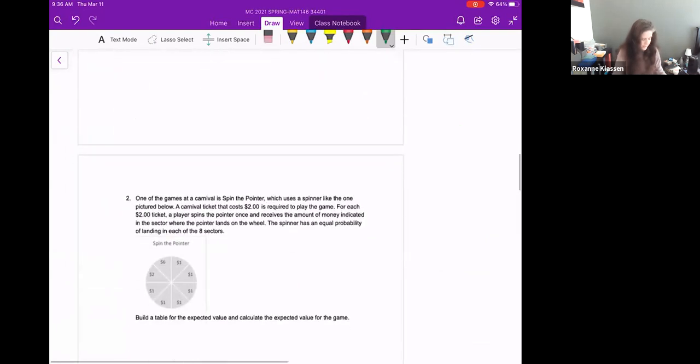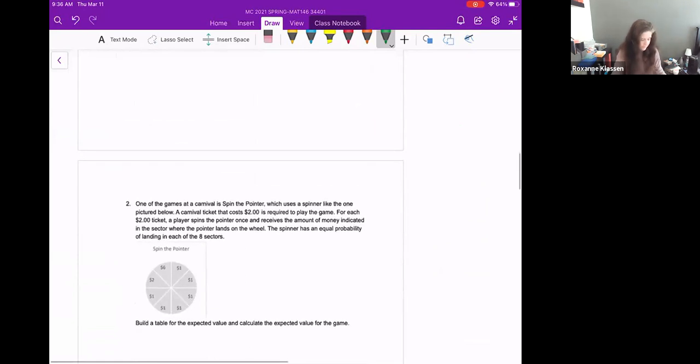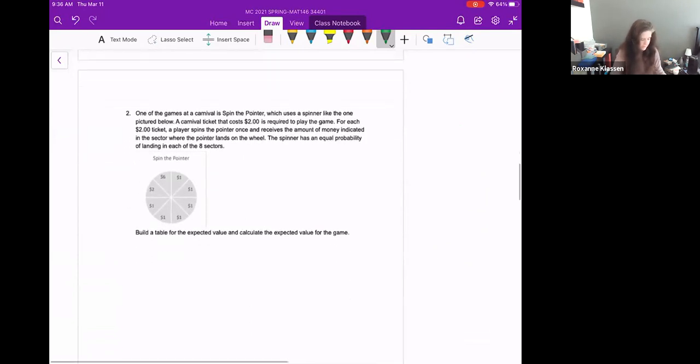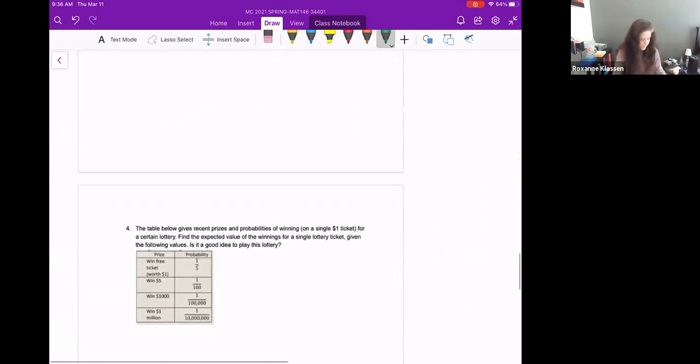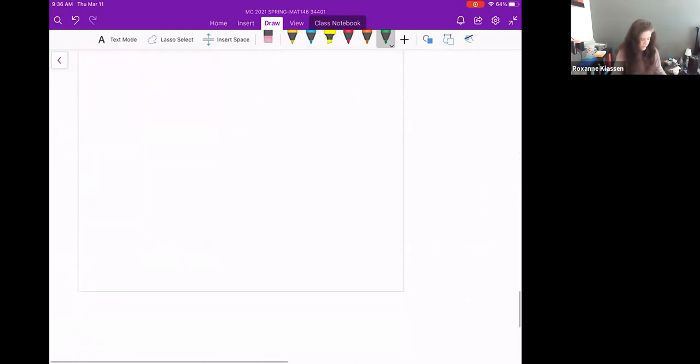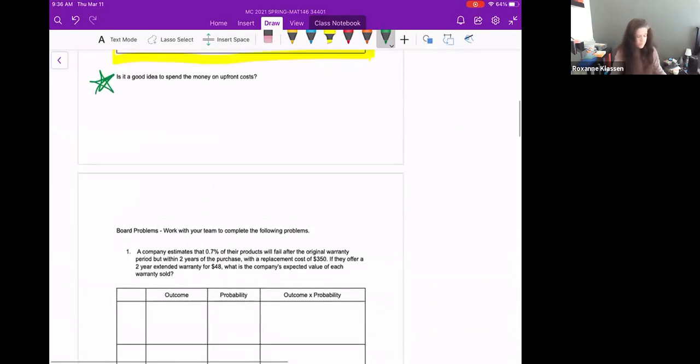So see, I've provided a table on this one, but I didn't give you a table on this one. You could make your own table. See, it says build a table and then calculate the expected value and then find the expected value. So there's only 4 questions total. So you should be able to complete all 4 of those. Okay. I'm going to open up your breakout rooms. Call me in if you need help.